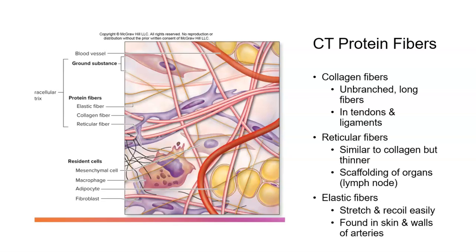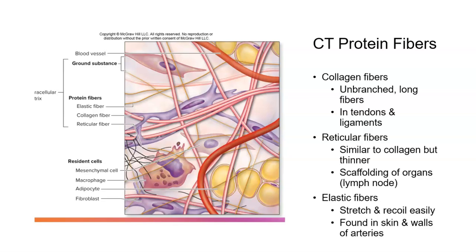Reticular fibers are sort of like collagen fibers, but they're thinner, so they're much smaller in diameter. Very often they're branched and they form interwoven networks of reticular fibers. They're tough, but they're flexible. So we find these a lot in the stroma, and that's really just the connective tissue scaffolding of squishy organs like the lymph node, the spleen, or the liver.